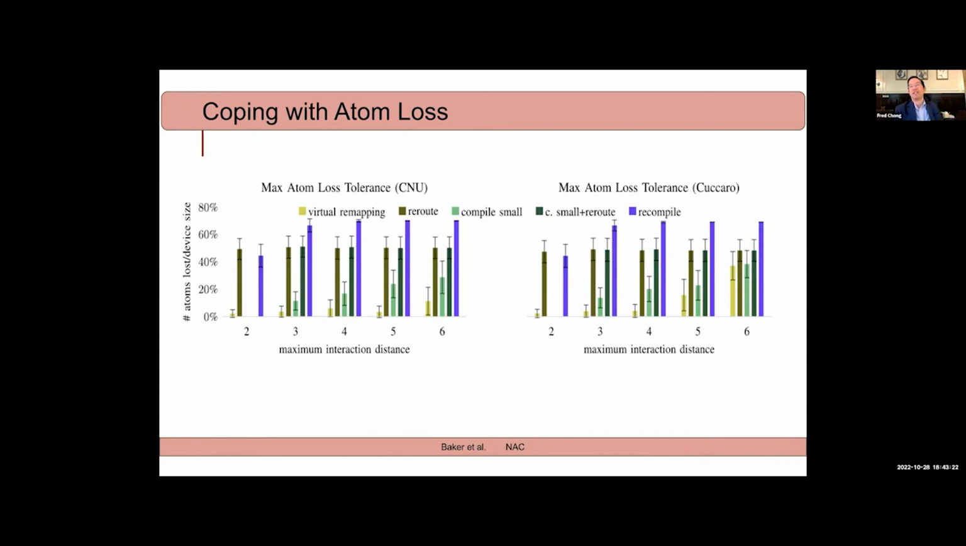If we essentially recompile the circuit onto the machine by routing around the holes, we can tolerate the most. But it turns out we can very quickly get something pretty close by doing this rerouting, which by itself isn't that great. That's the smallest line. But if we add that to what we call compile small, where we compile the circuit a little bit smaller, have a whole bunch of extra qubits, and do this remapping, then we can get quite close to the ideal case of tolerating quite a lot of atoms lost.